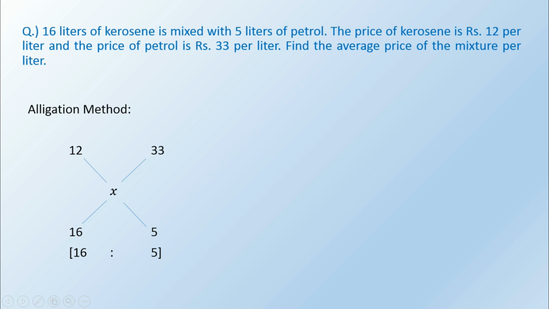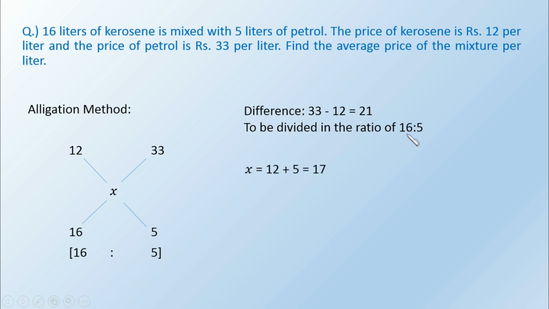So let's do this mentally. 33 minus 12 is 21. And we need to divide 21 in the ratio of 16 is to 5. So coincidentally 16 plus 5 is 21. So we know that this will be 5 and this will be 16. So we can get x is equal to 12 plus 5 or 33 minus 16. 17. Let's look at another question.